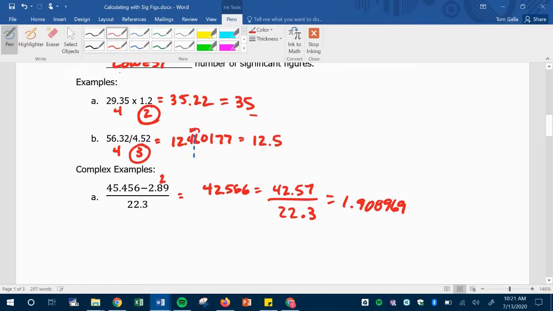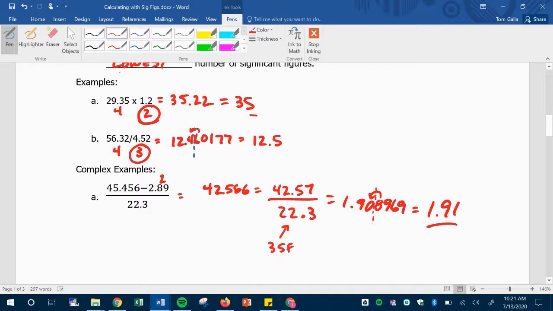And so now we round based on our multiplication and division rule, which says the fewest number of sig figs. So since 22.3 only has 3 sig figs, that means our final answer here should only have 3 sig figs. So the 1, the 9, and the 0 are being kept. And then we look at the 8. And of course, the 8 causes the 0 to round up. So our final answer here should be 1.91.